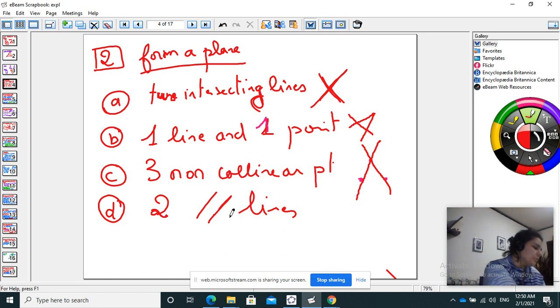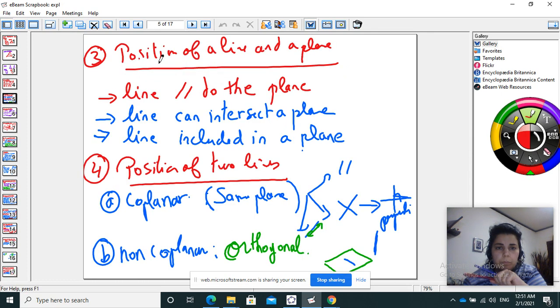Part 3 now, those were the first part. It's a revision, okay? So what is the position of two lines? I have the two lines. Position of two lines, how the two lines could be. Okay, it's very important to know this. Now, position of a line and a plane, then position of two lines.